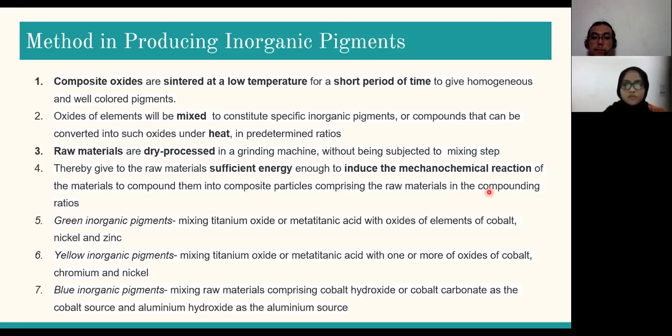So these are the examples of inorganic pigments made from a mixture of oxides. The first one is the green inorganic pigment, which is made by mixing titanium oxide or metatitanic acid with oxides of elements of cobalt, nickel, and zinc. The second one is the yellow inorganic pigment, which is produced by mixing titanium oxide or metatitanic acid with one or more of oxides of cobalt, chromium, and nickel. And then the last one is the blue inorganic pigment, which is produced by mixing raw materials comprising cobalt hydroxide or cobalt carbonate as the cobalt source and aluminum hydroxide as the aluminium source.